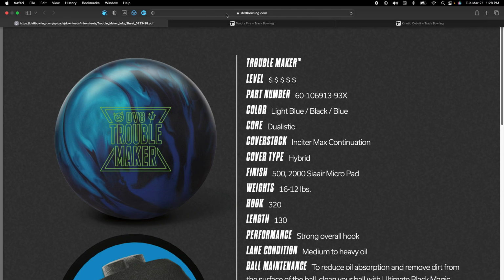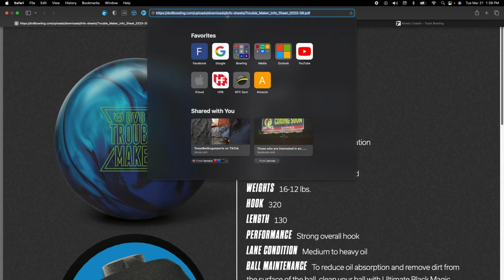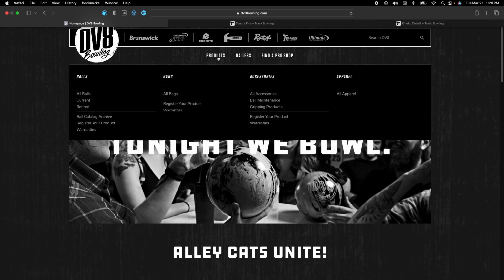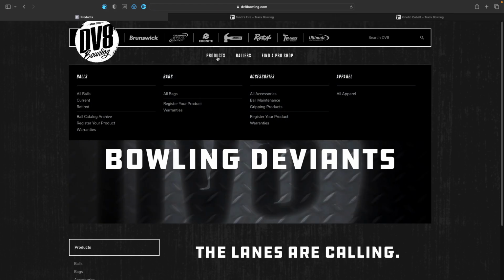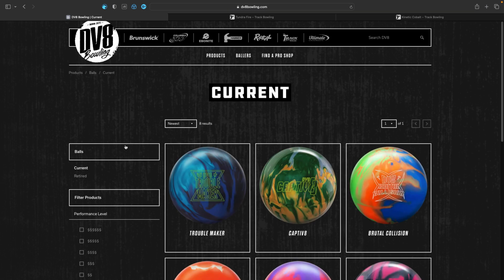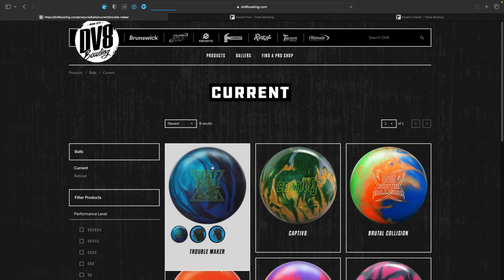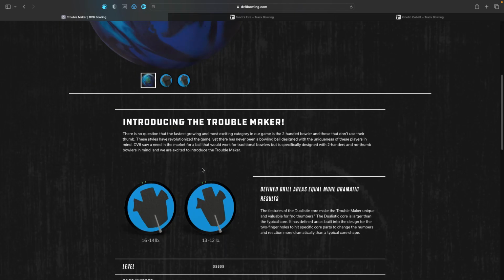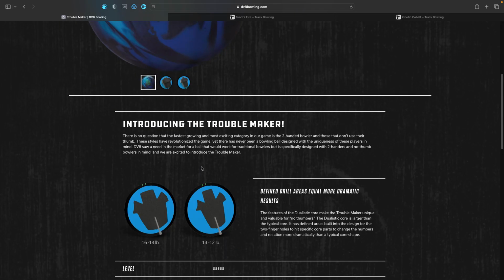But let's go back and actually pull up the page for it, because they talk about something specific with this ball that's kind of interesting. And it's the fact that they designed this core specifically for people who don't have a thumb in the ball.